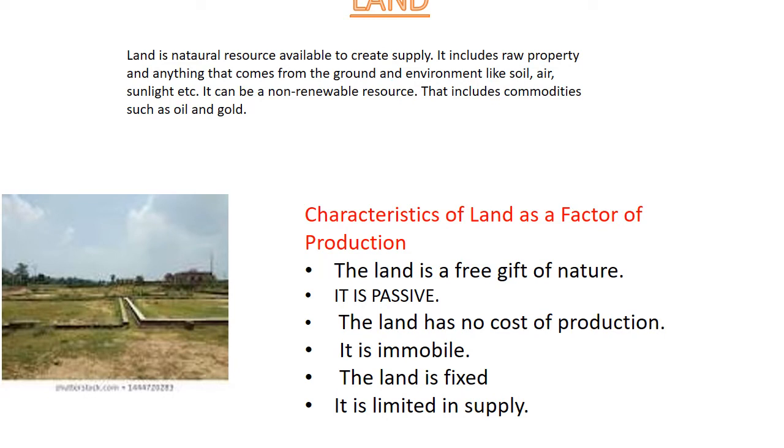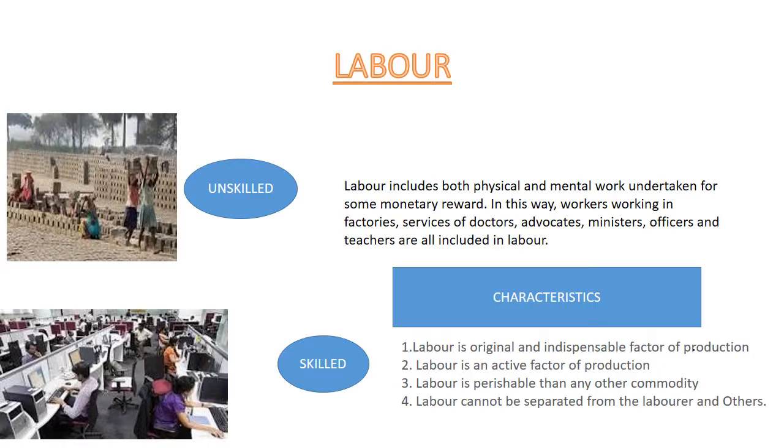As you can see on the screen, here we have shown the characteristics of land as a factor of production. We have labor. Labor is the second requirement of production. It's of 2 kinds, skilled and unskilled.